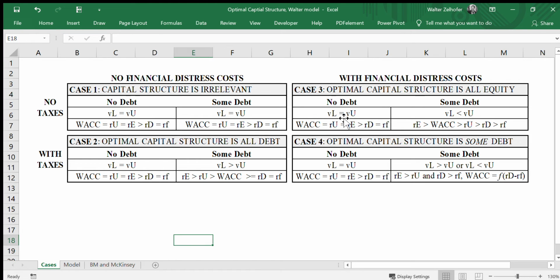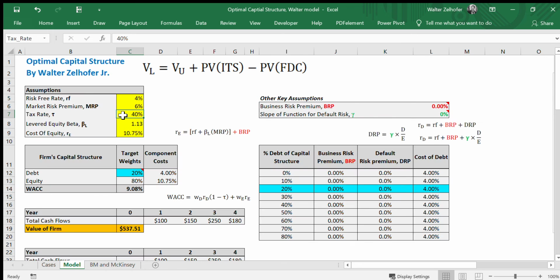Okay, so let's look at a world where there are financial distress costs, but there's no taxes, okay? So let's go back to our model, let's zero out taxes, and let's talk about how can we possibly add this financial distress costs into our model. So here are some refinements that I created. This is not standard. You won't find this in any other textbook. This is my creation. You don't have to agree with this, but I'm trying to make this as realistic as possible.